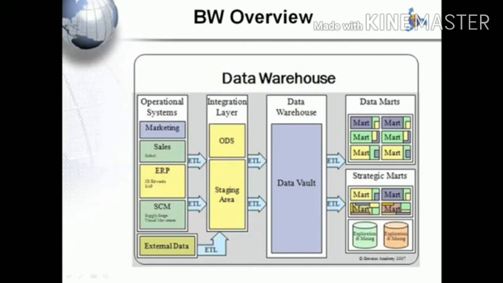In this diagram, we see the data warehouse. The first block represents the operational systems and integration layer, data warehouse, data marts and strategic marts. In operational systems, there are marketing and sales, ERP, SCM and external data. In the integration layer, there are the ODS and staging area.